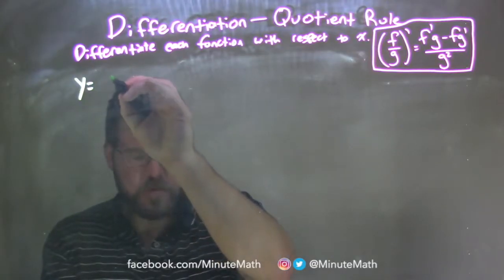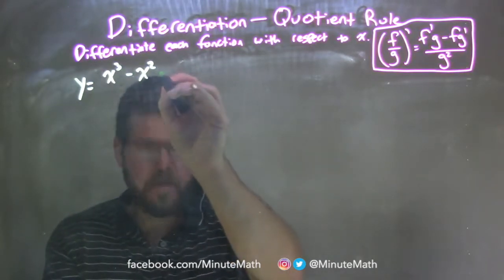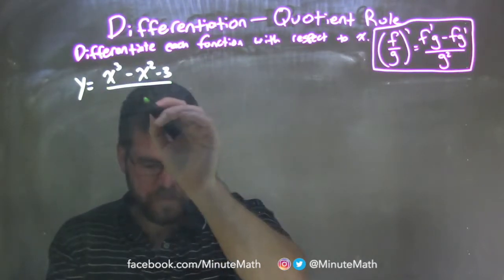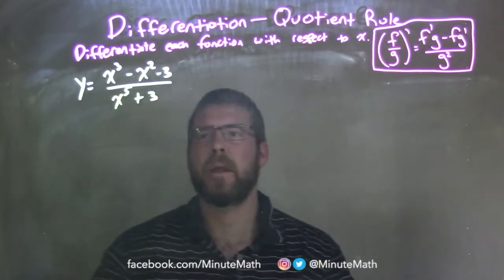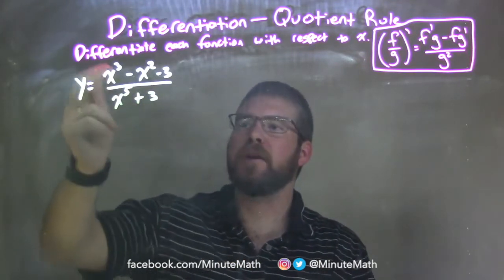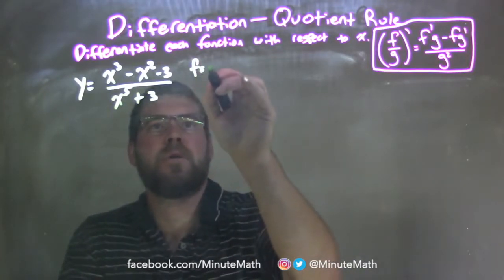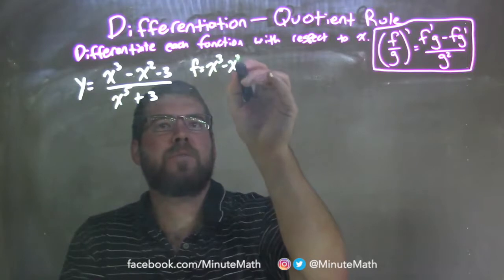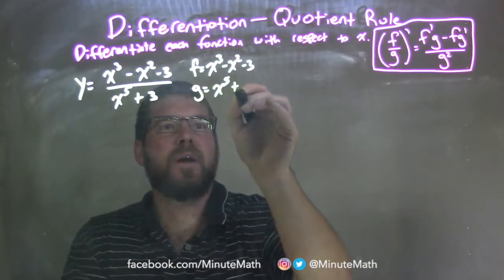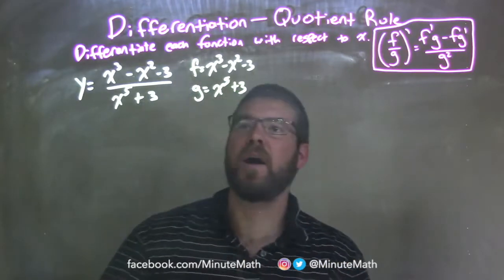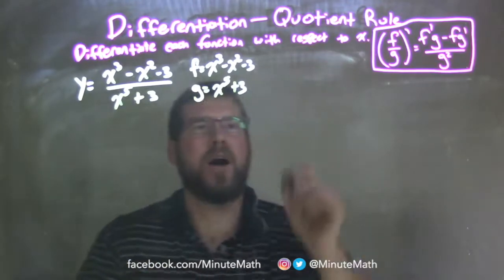y equals x to the 3rd minus x squared minus 3 all over x to the 5th plus 3. Okay? Well, my function here is really a function divided by another function. Since we have that, I'm going to label my numerator f, x to the 3rd minus x squared minus 3, and my denominator g, x to the 5th plus 3. Then, now that I have f and g, f over g, let's go find f prime and g prime.